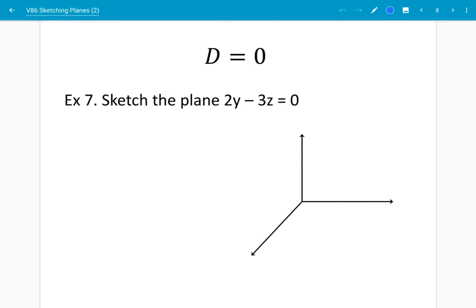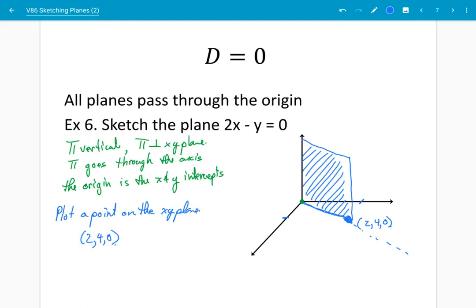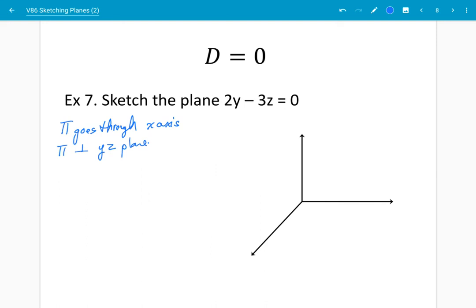Okay, the plane goes through the x-axis. The plane is perpendicular to the YZ plane. What else did I say about it, the last one? And the origin, of course, is the YZ intercept. So let's just go ahead and find a point on the YZ plane.